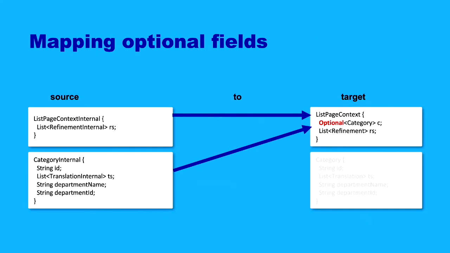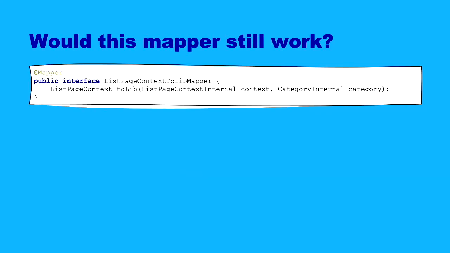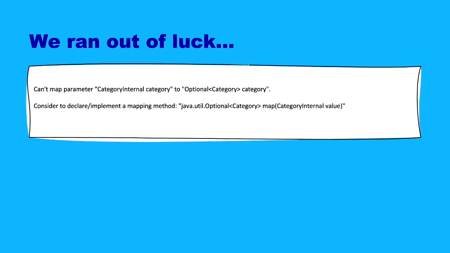Now let's have a look at mapping optional fields. And this is the case where we kind of run out of luck. So what if the category is actually an optional field? Would this mapper still work in case the category can be null? And in that case, we want to have an empty optional. Well, like I said, yes, we ran out of luck here because MapStruct doesn't know how to do it.